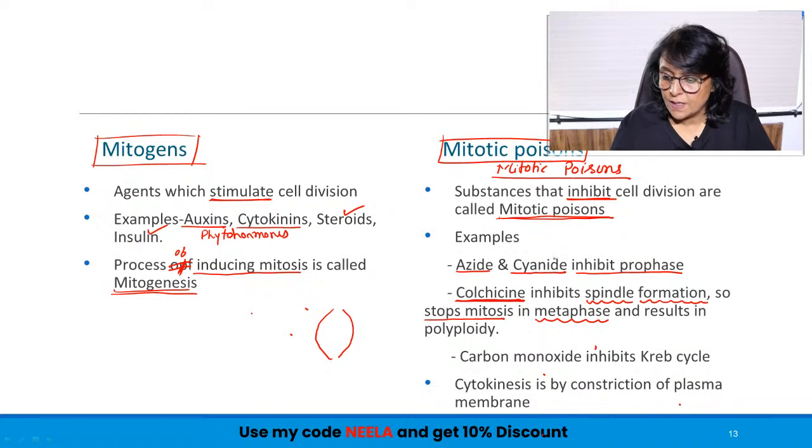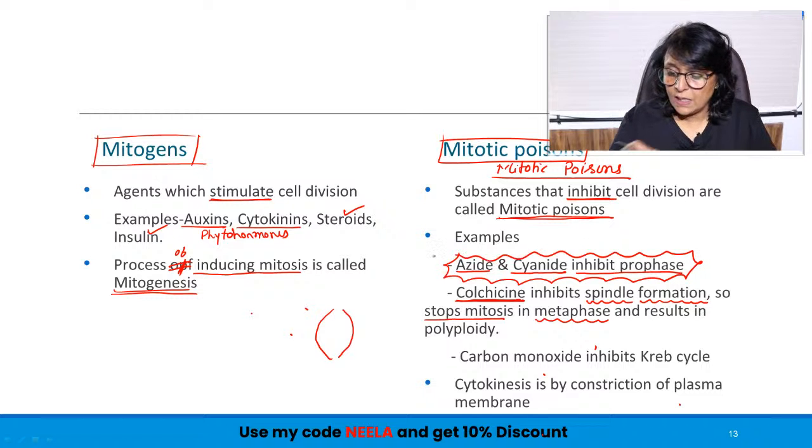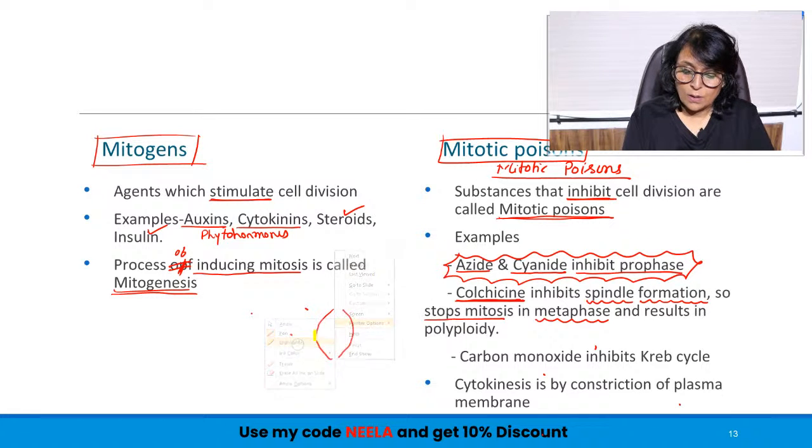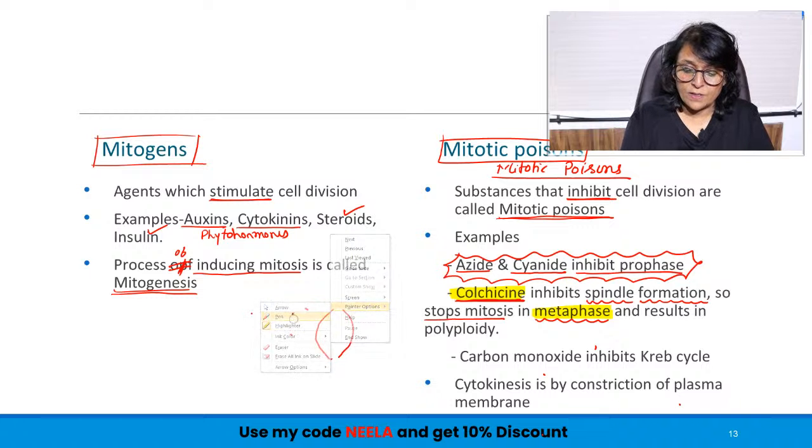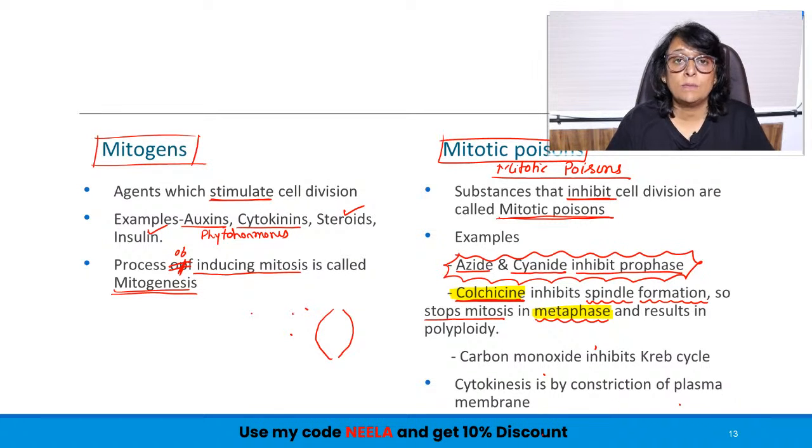Two important things. Azide and cyanide inhibit in prophase. And if you're talking about colchicine, which is the most important one, it inhibits mitosis in metaphase. This is important because questions are invariably asked on this. Let us talk about colchicine first and then we'll come to one more poison. Colchicine, it is not going to let the spindles form.